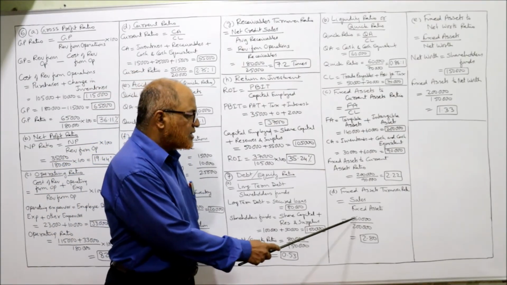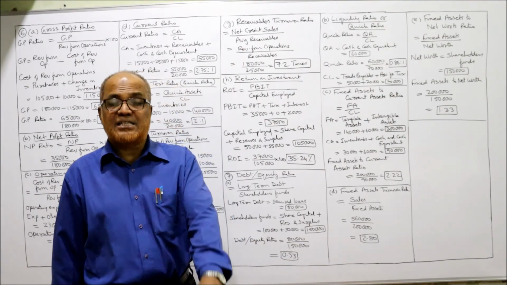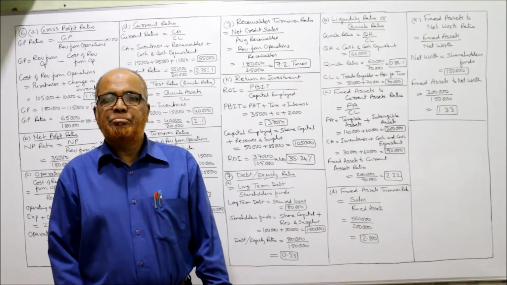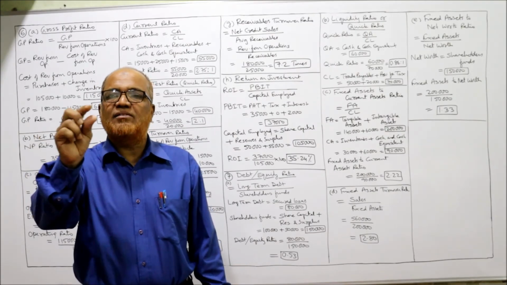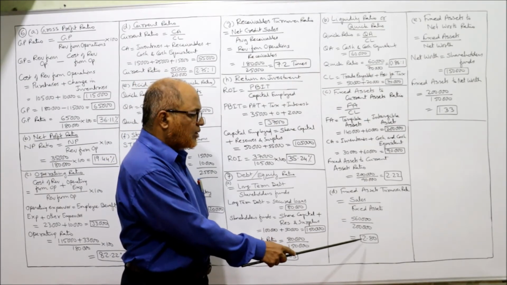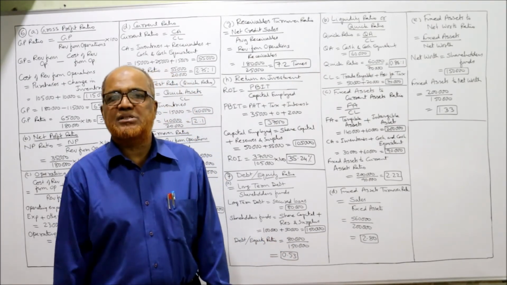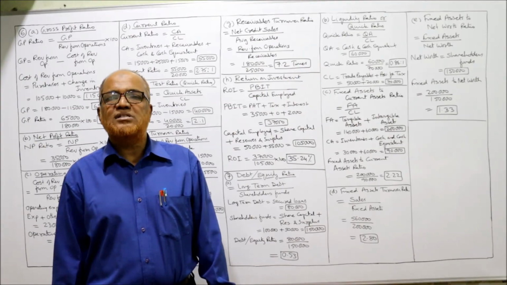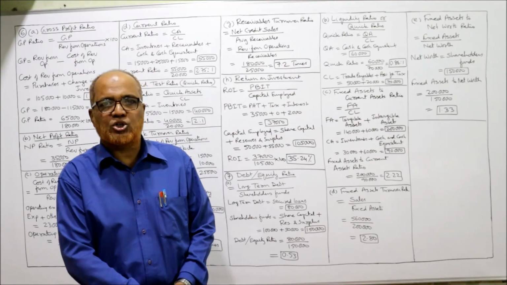The revenue from operation is given, 5,60,000 sales, last item. In the problem, last line it is given the sales are 5,60,000. So 5,60,000 divided by 2 lakh, 2.8 times. 2.8 times is the fixed assets turnover ratio.